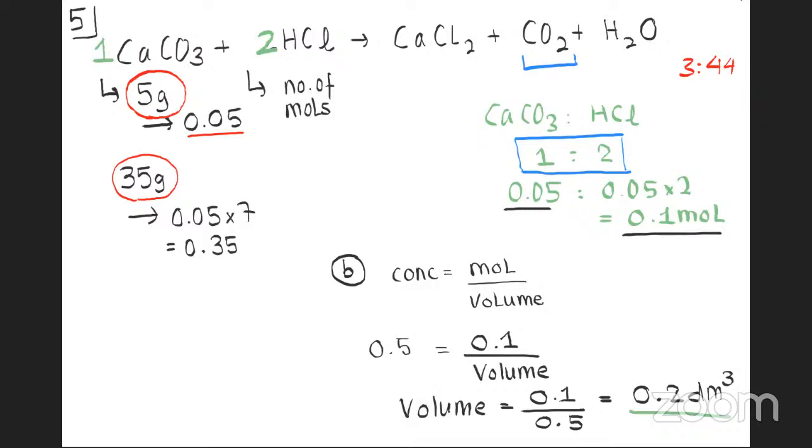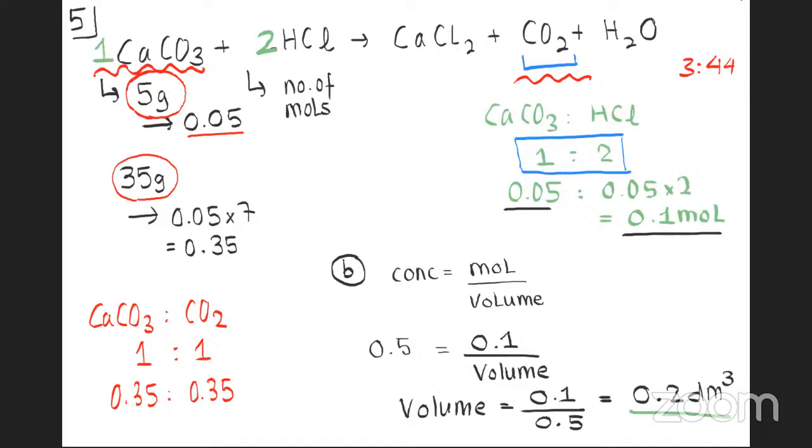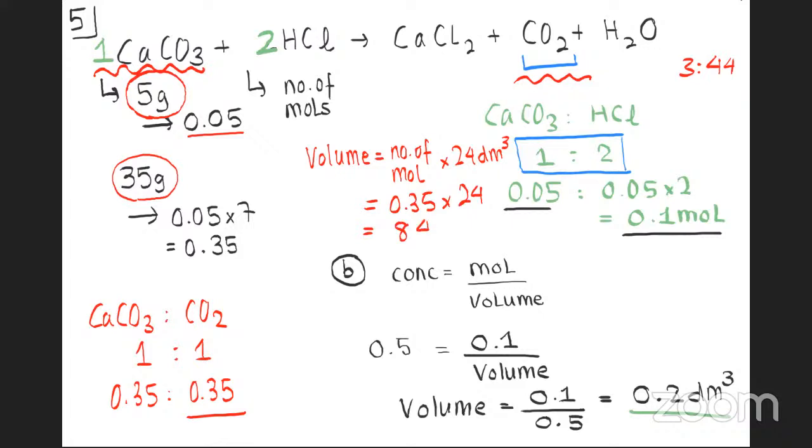So CaCO3, carbon dioxide mole ratio, it's 1:1. CaCO3 is to CO2 is 1:1. So if you have 0.35 moles of calcium carbonate, then you will also have 0.35 moles of carbon dioxide. If you want to find the volume, it is going to be number of moles times 24 decimeter cube. It's for gas, okay? So the mole here is 0.35, and then the volume 24 decimeter cube, you multiply them together, and your final answer should be 8.4 decimeter cube.